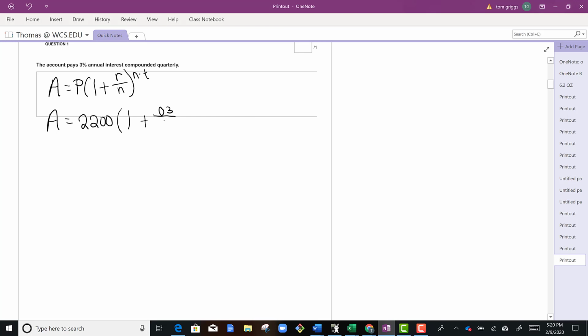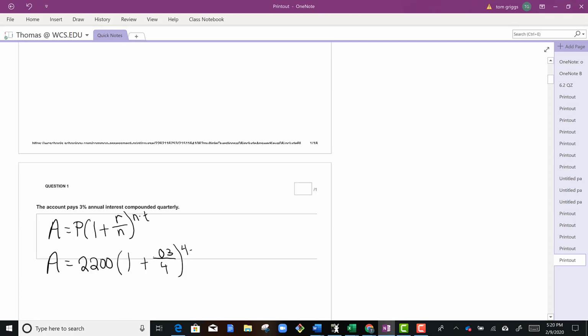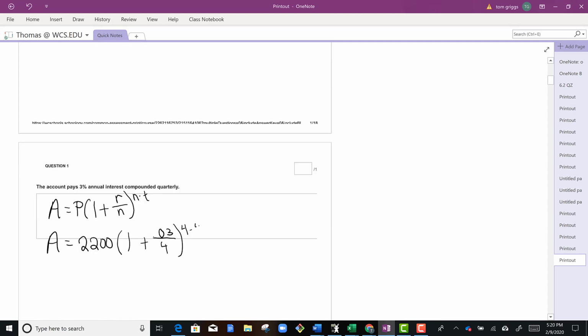Compounded quarterly, there are 4 quarters in a year. And then what is t? Right here. It's also 4. We're finding the balance after 4 years. So that's a coincidence.